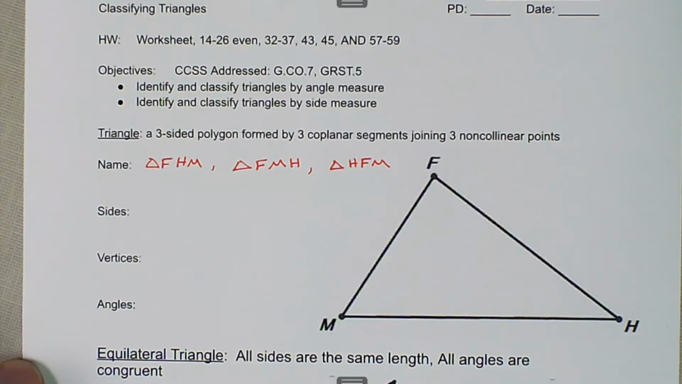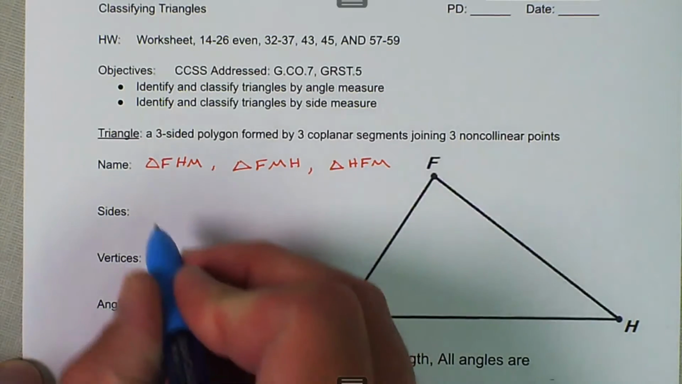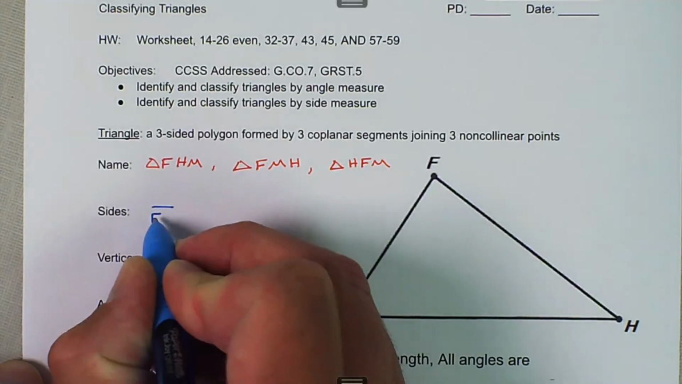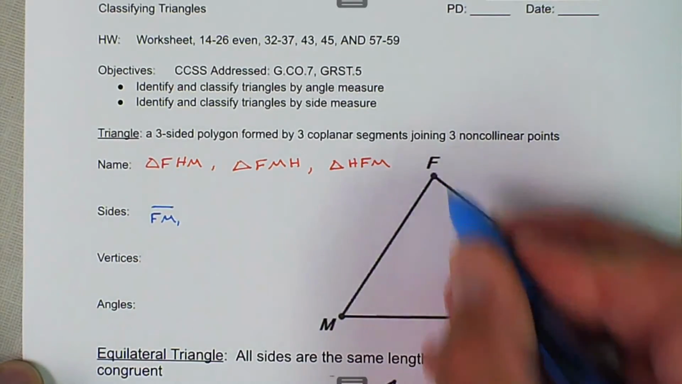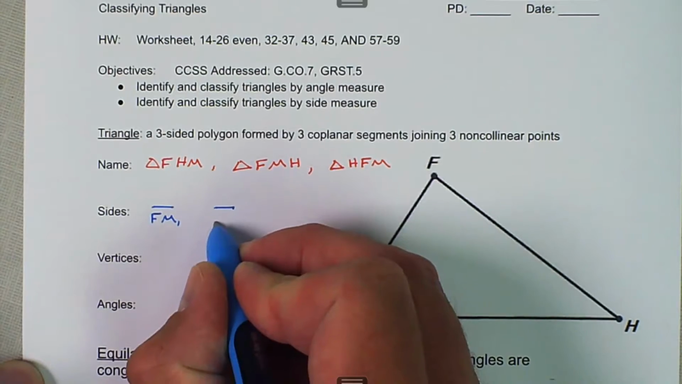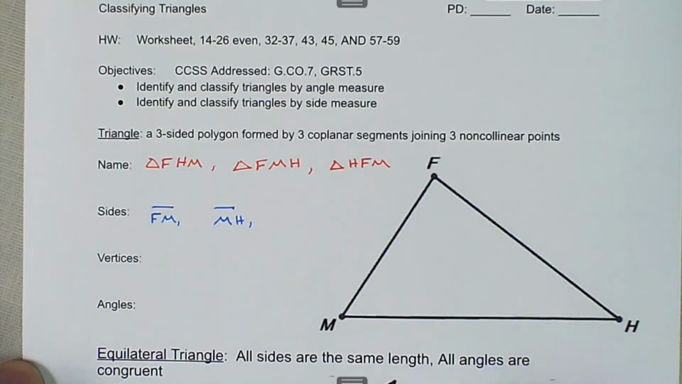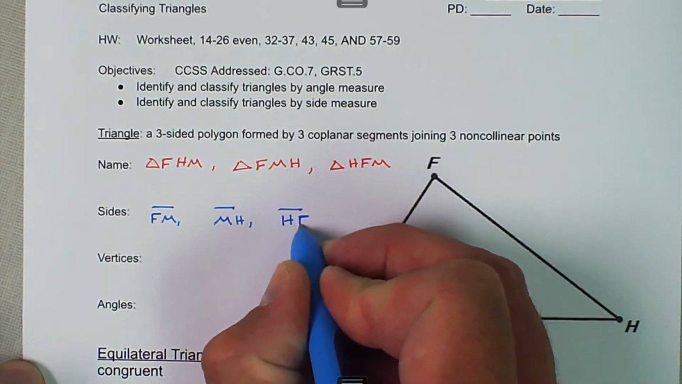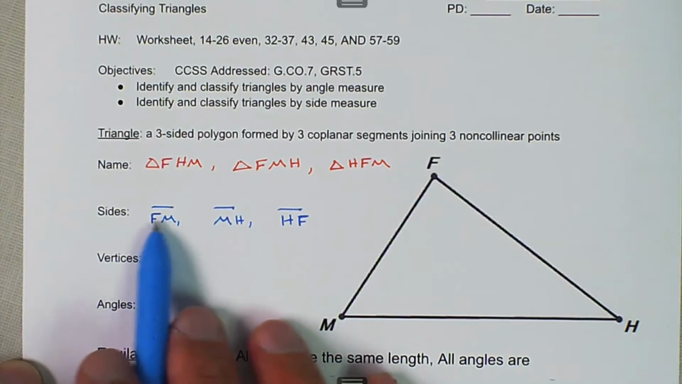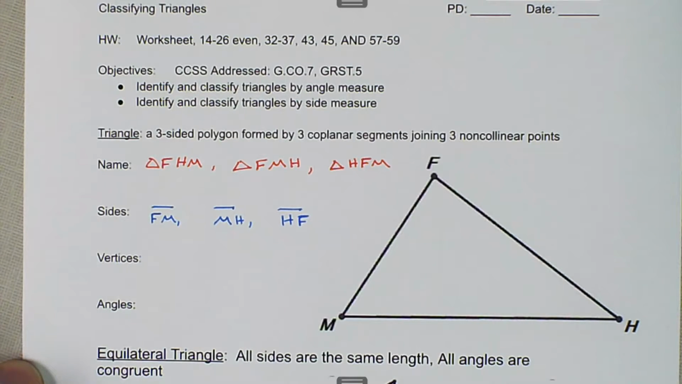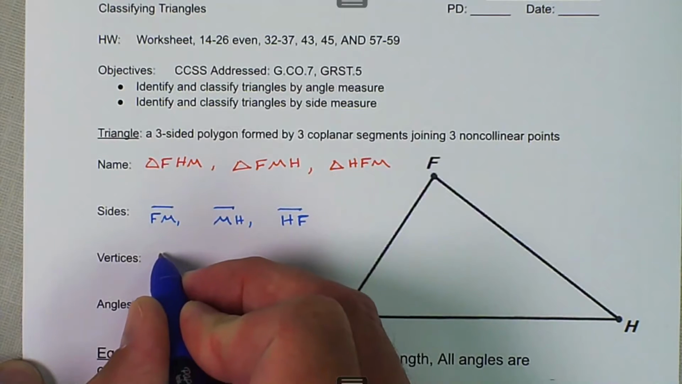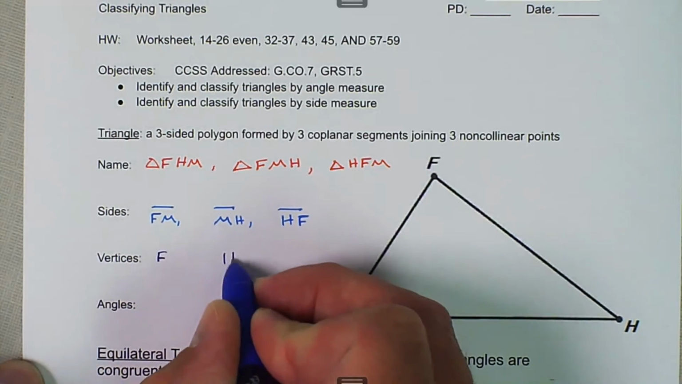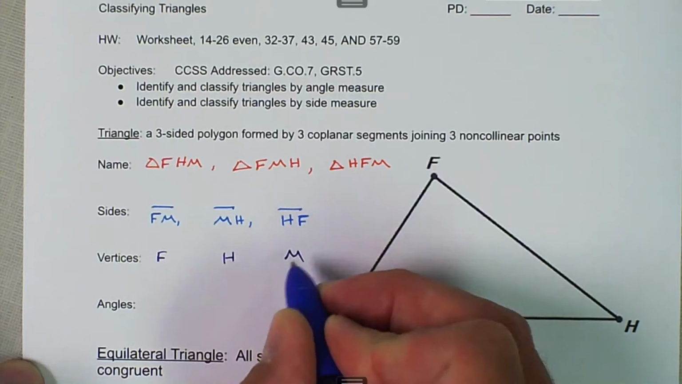Now we can look at the ways that we can call the sides that make up this triangle. We have line segment FM right here, we have line segment MH, and we have line segment HF. And again, we can name these sides in a different order if we want. That's fine. The vertices that make up this triangle are the three corners where the angles meet. So we have vertex F, vertex H, and vertex M.